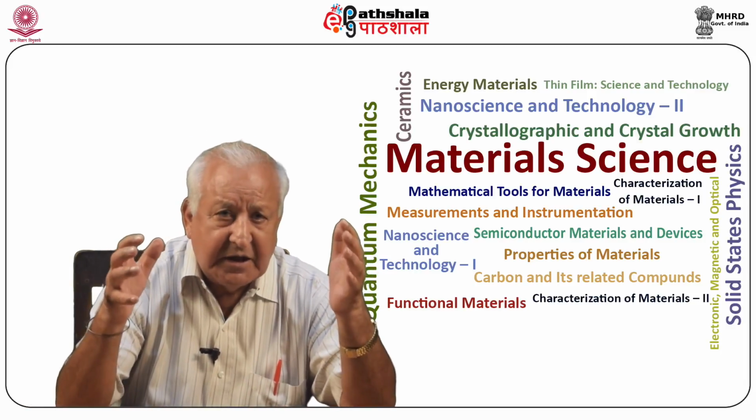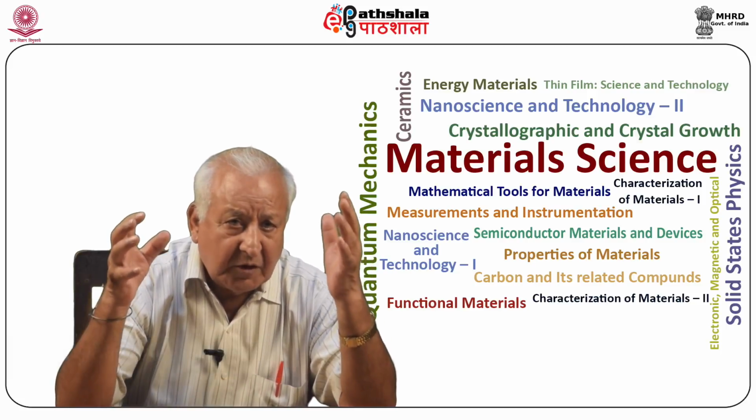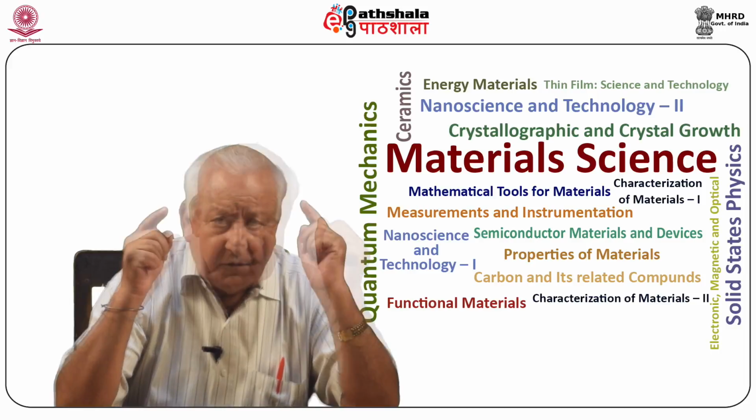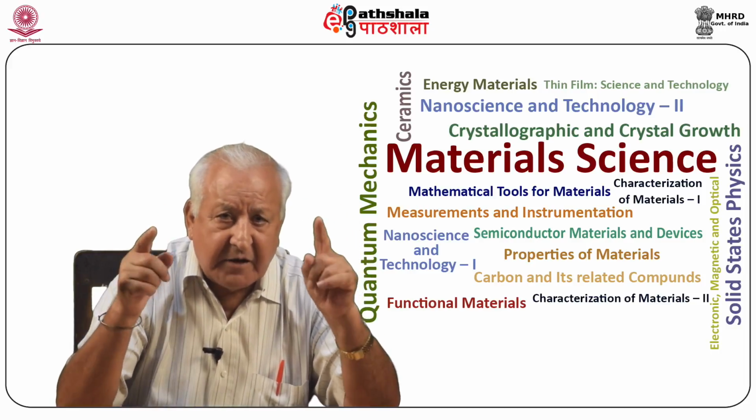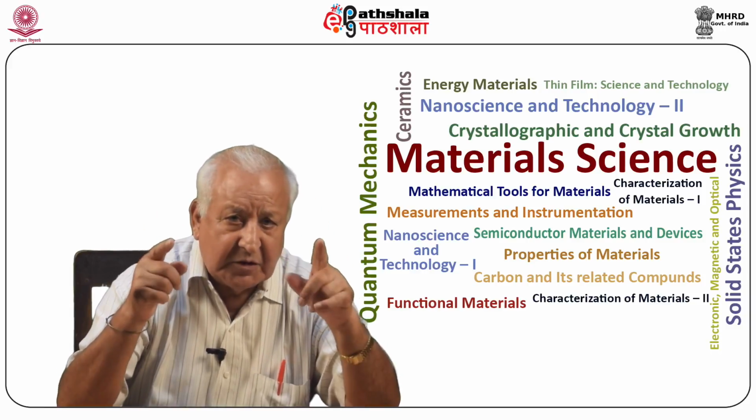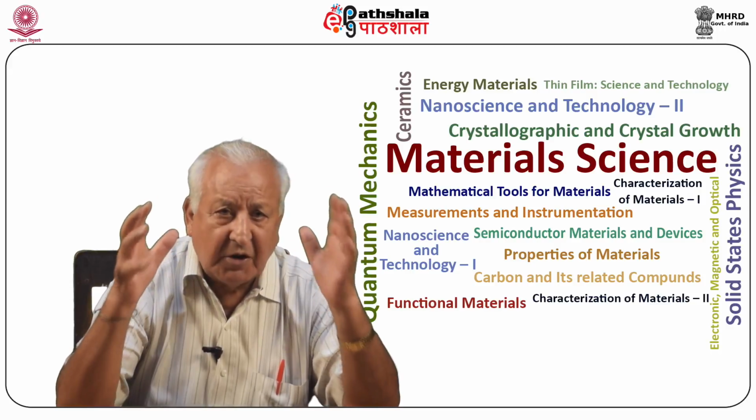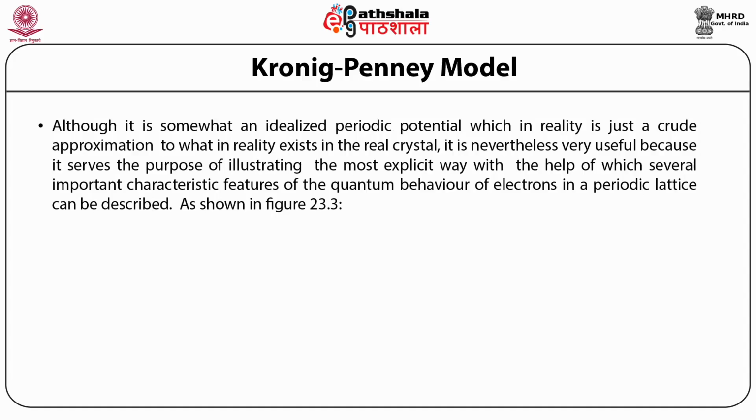Each of the potential wells may be treated as a rough approximation for the potential in the vicinity of an atom. With this infinite one-dimensional rectangular well potential, it is possible to obtain an exact solution of the Schrödinger equation. Although it is an idealized periodic potential, which is just a crude approximation to what exists in a real crystal, it is nevertheless very useful because it serves the purpose of illustrating in the most explicit way several important characteristic features of the quantum behavior of electrons in a periodic lattice.